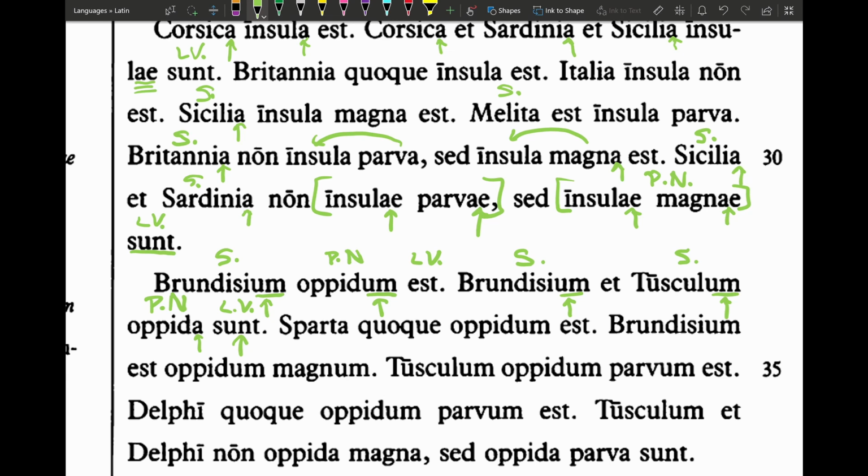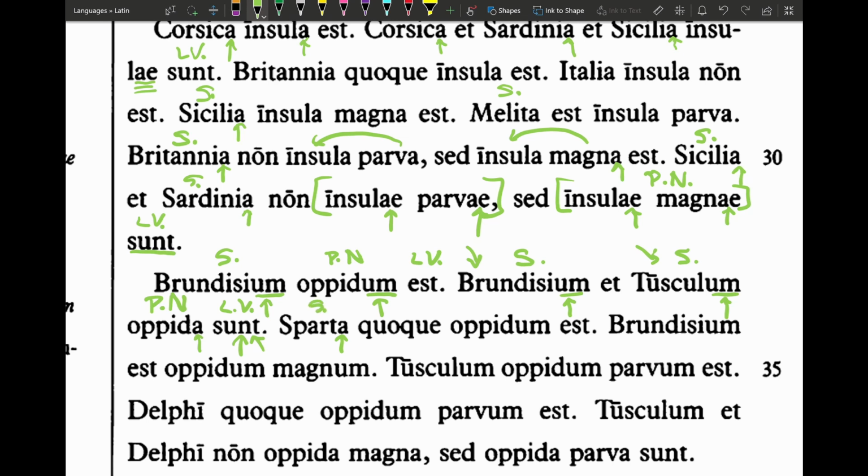Oppida is a plural neuter nominative noun. The case is nominative, the number is plural, and it's neuter in gender. The reason it is that way is because you have Brundisium as a subject, Tusculum as a subject, and you have this clue here, sunt, being plural to agree with the rest of the sentence. Moving on. Sparta quoque oppidum est. All right, so we have Sparta, which is a nominative noun.